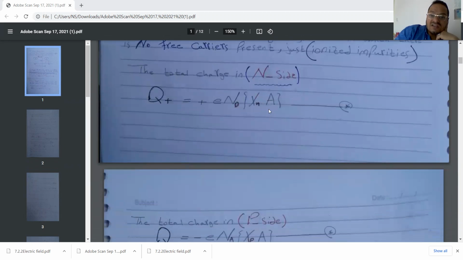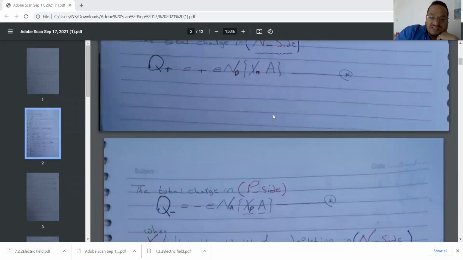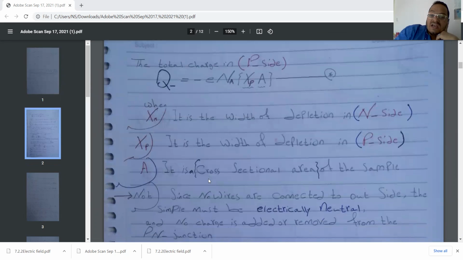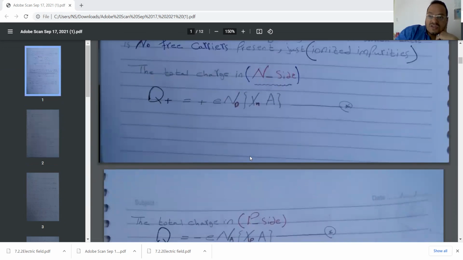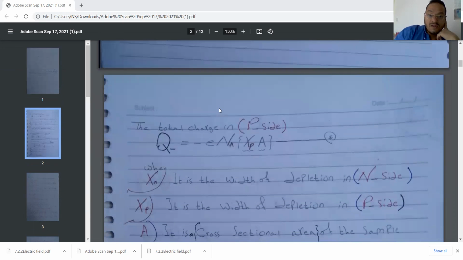times area. Here, not actually area, but we can say it is the cross-sectional area of the sample. This equation will be important to us because we will depend on it and put this result in another equation to calculate the final result for the electric field in the depletion region of the p-n junction.